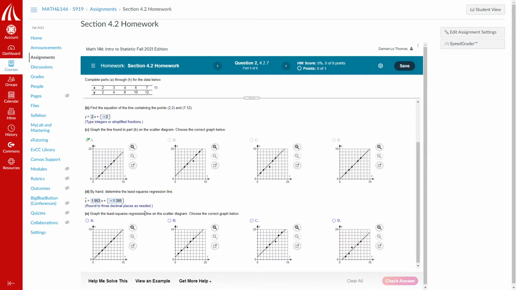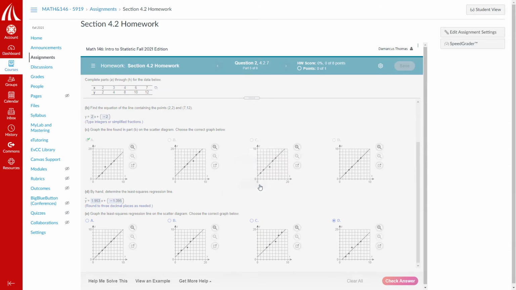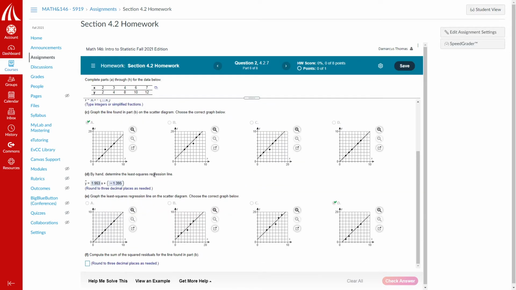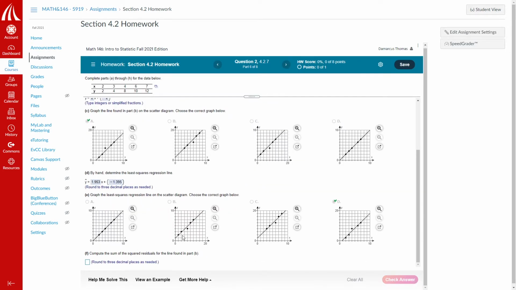Graph the least squares regression line. The least squares regression line is going to have a negative y-intercept. And there's only one up here that will have a negative y-intercept. This line will eventually cross the y-axis at a negative 1. And so for that reason, I'm going to choose that one. Compute the sum of the squares of the residuals.